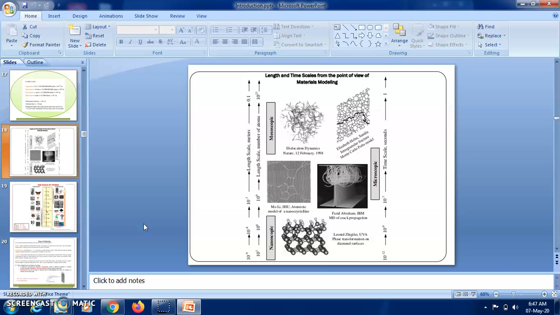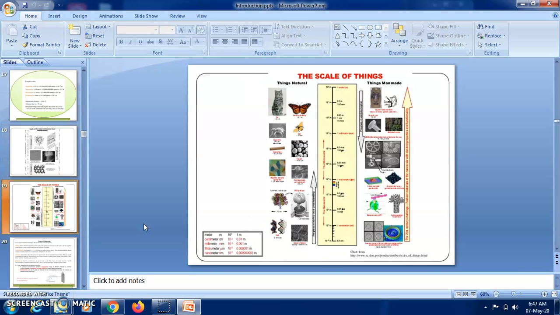And here the scale and things are shown. These things we already saw in the previous slides. On the left side it shows the natural things, and on the right side, the man-made things.